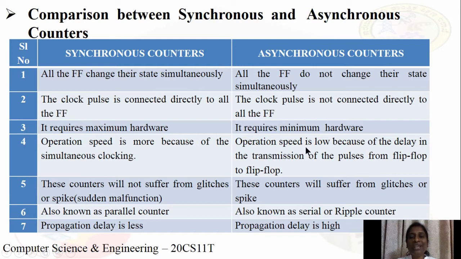So, operation speed is slow in the case of asynchronous counters, and operation speed is more in the case of synchronous counters. Next, synchronous counters will not suffer from glitches or spikes. Glitches or spikes mean sudden malfunctioning. The synchronous counters won't suffer from sudden malfunctioning, but the asynchronous counters will suffer from sudden glitches, that is, sudden malfunctioning or sudden spikes.